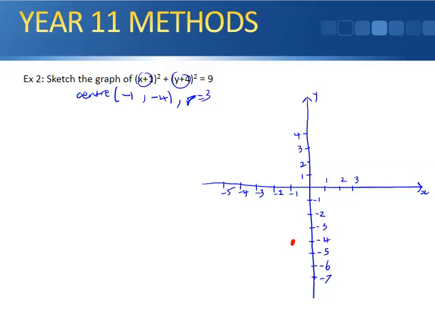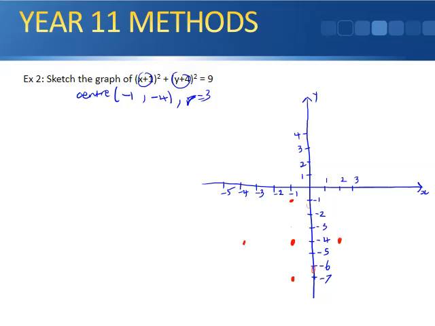The radius is 3, so I'm going to go up 3. 1, 2, 3. It's going to be there. I'm going to go left 3. 1, 2, 3, which would be at -4. Down 3. 1, 2, and 3 makes it -7. Then across 1, 2, 3, which will be at the 2. So it's going across somewhere here and somewhere here.